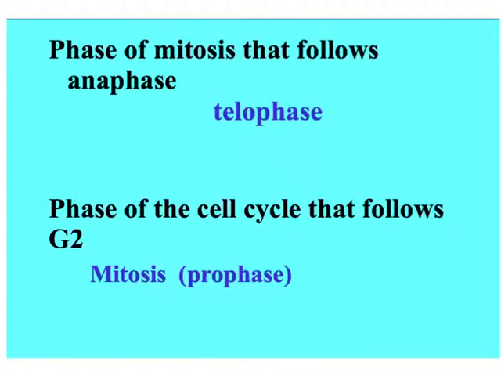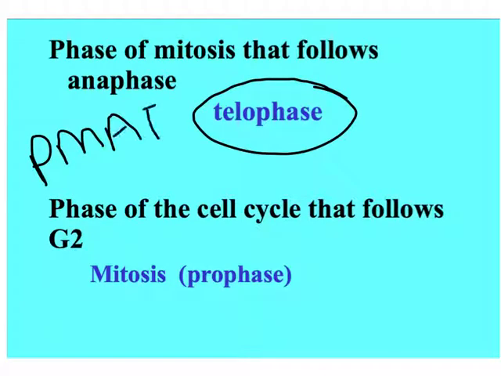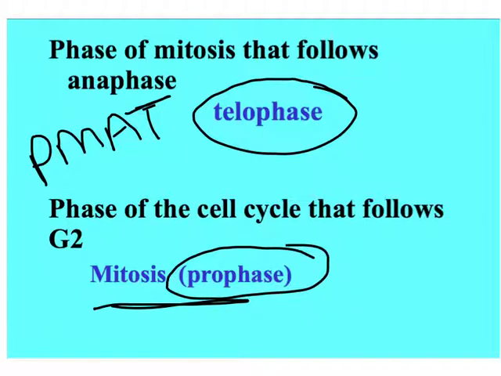This is an easy question. Phase of mitosis that follows anaphase. You'll know that's telophase as long as you remember PMAT. There's lots of questions on your test about the order of mitosis. Make sure you know what happens. Phase of the cell cycle that follows G2. Well, if we look at our cell cycle diagram in your notes, you know that has to be mitosis, and mitosis starts with prophase. So specifically, prophase follows G2.